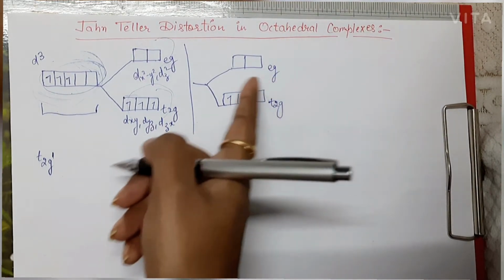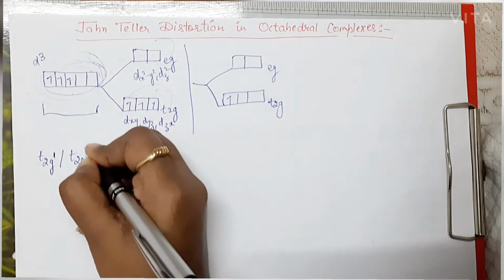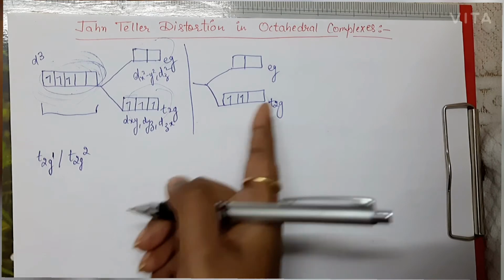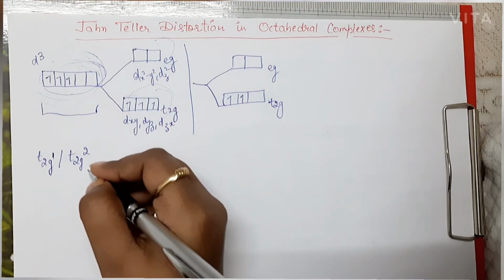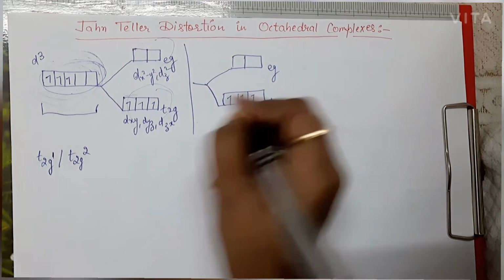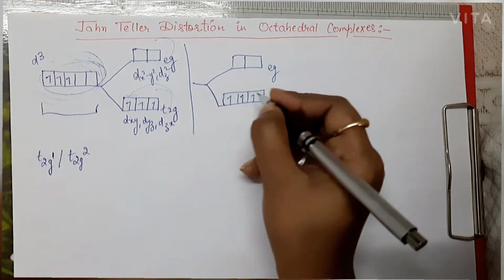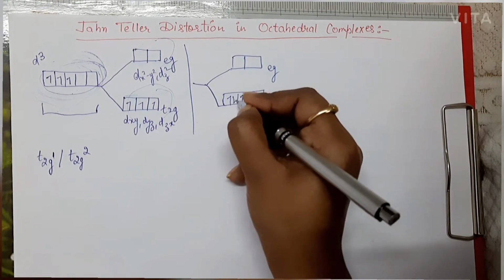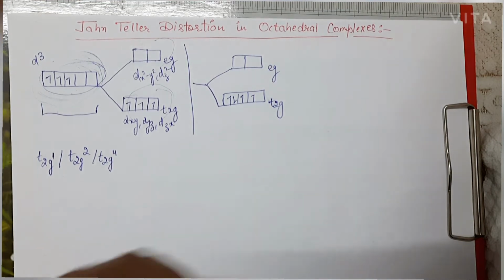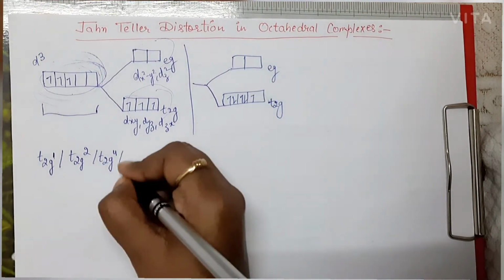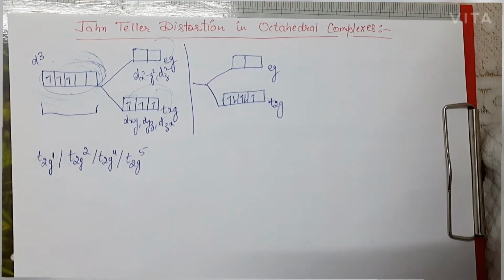So it is unsymmetrically filled, it is an ED state. Similarly, if we look for T2G2, that is also unsymmetrically filled, that is also an ED state. Now if we look for T2G3, that is not an ED state, right? Again, T2G4 is unsymmetrically filled, so it is an ED state. T2G5 is also unsymmetrically filled, so this is also an ED state.